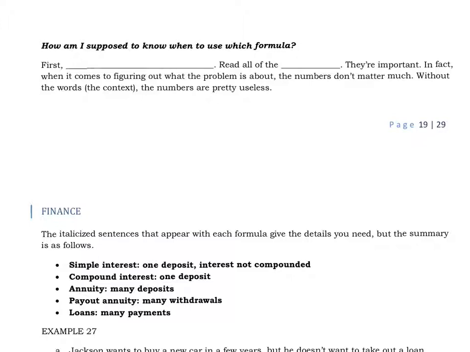Okay, well, it might sound ridiculous, but the first thing I'm going to say is you have to read the problem. And not only read the problem, you have to read all of the words, okay? It is not about just looking at the numbers. I have a lot of students that just look at the numbers and assume they know what they mean. You need to know what that dollar amount is. Is that the amount you're borrowing? Is that the amount of your deposit? Is that how much you need when you retire? That's what determines which formula you use.